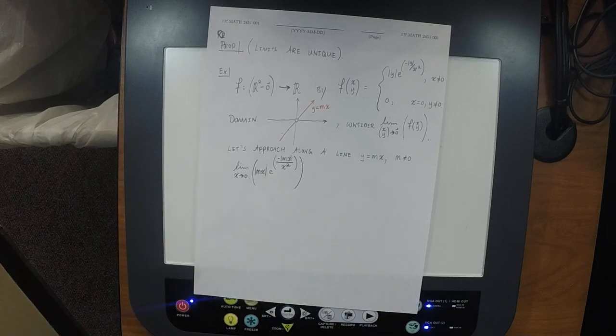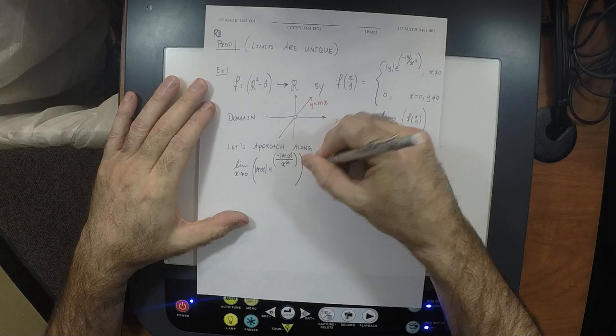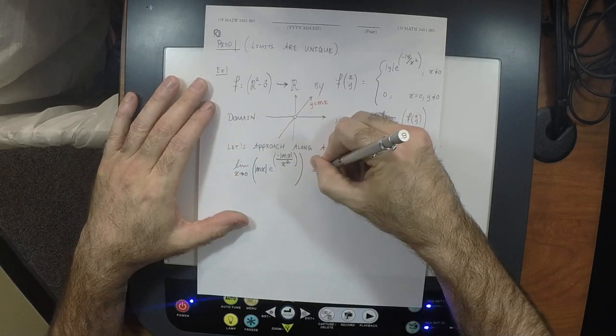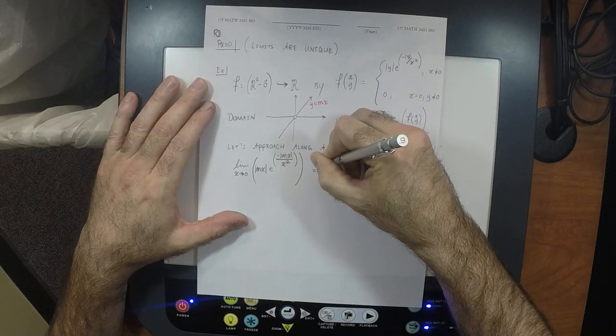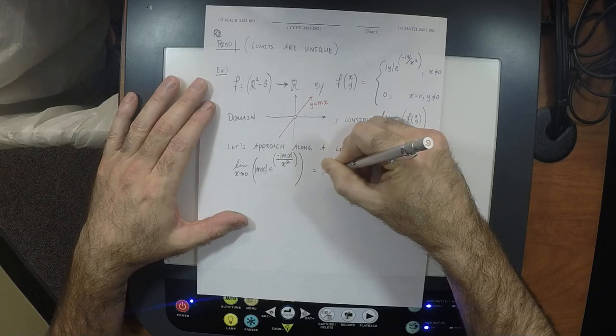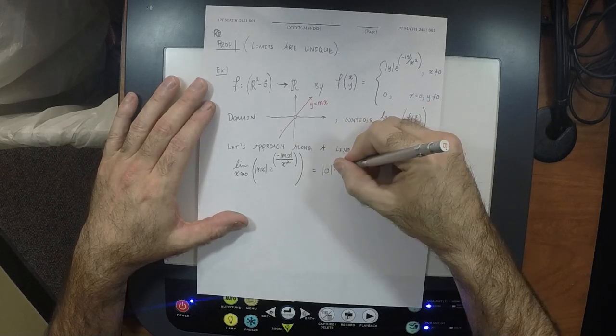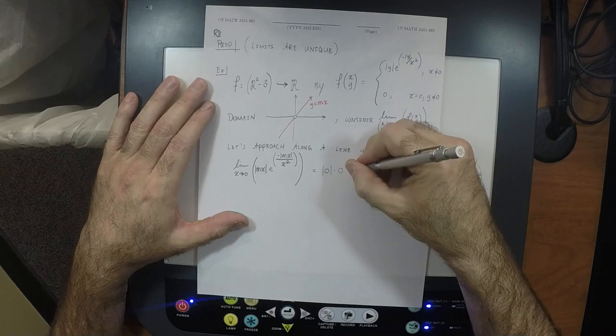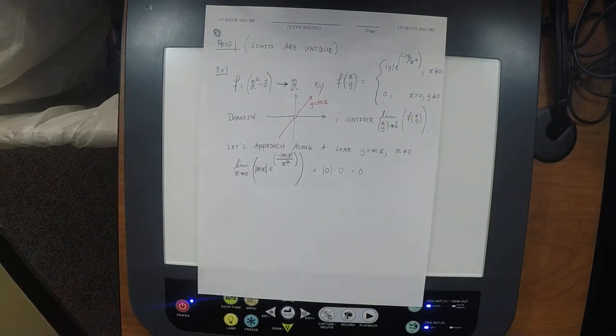So do we need L'Hopital's to do this? No, not really. So what is the limit in this case? It's 0, because it would be the absolute value of 0 and then multiplied by 0. So this is 0. Okay. So it might seem like the limit should be 0.